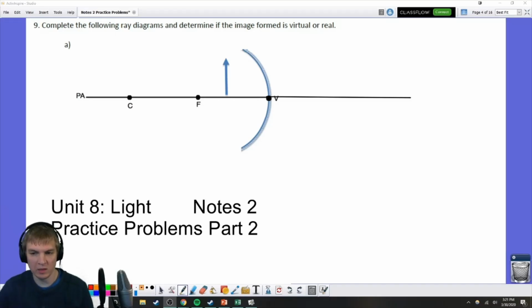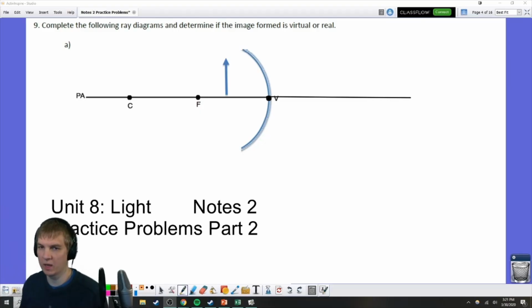Okay, Unit 8 Lights, Notes 2, Practice Problems Part 2. We're going to work on practice problems 9 through 13 in this video. I'm also going to throw in a couple of extra problems to help with understanding of the unit and the ray diagrams, so let's get to it.